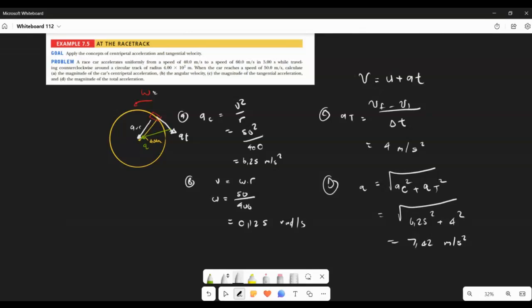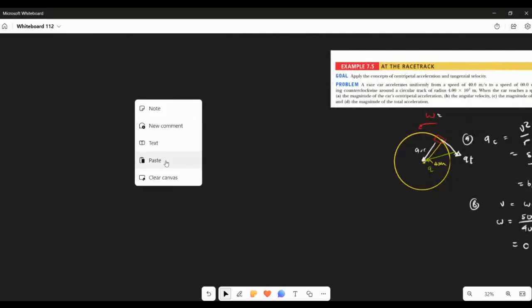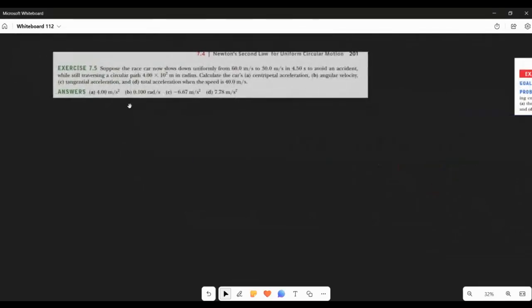So I'll probably do half of it and then you guys can do the rest. Okay, just click that, move along like this, and paste this. So in this case, we have a race car and it's uniformly slowing down from 60 to 30 meters per second in 4.5 seconds. Obviously, that'll give us our tangential acceleration. It's still traveling a path of 400 meters in radius. They're asking the car's centripetal acceleration, right?